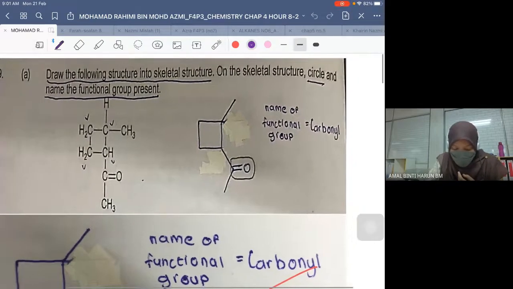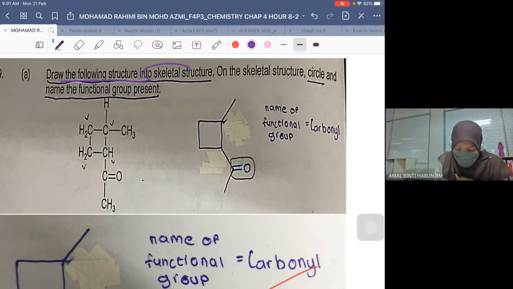Okay, look at question 39. Draw the following structure into skeletal structure, and then on the skeletal structure you need to circle and name the functional group. Okay. Dah transform ke skeletal structure? Yes ni. How many carbon do you have?